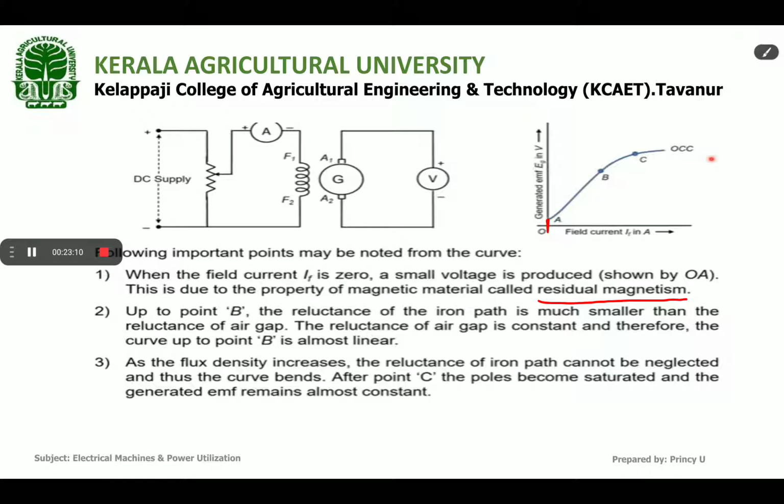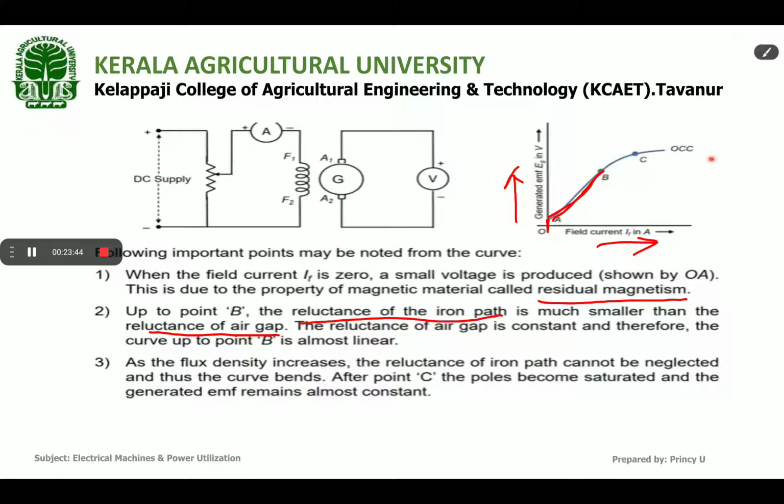And up to this point B, from A to B, what is happening? When the IF increases, EG also increases proportionally to that IF, and the curve is linear. From A to B, the reluctance of the iron part is much smaller than the reluctance of the air gap. So the flux will be proportional to field current.